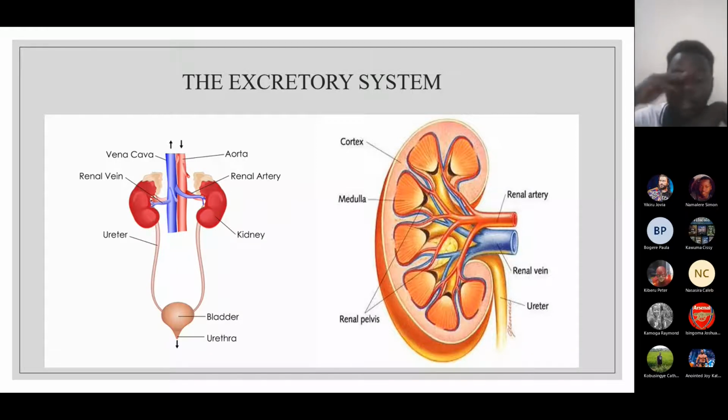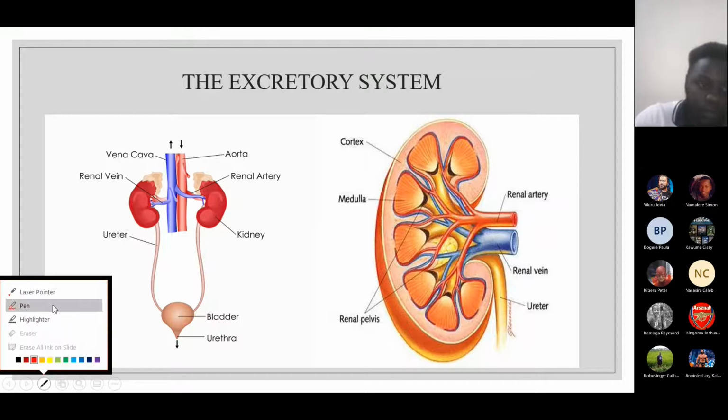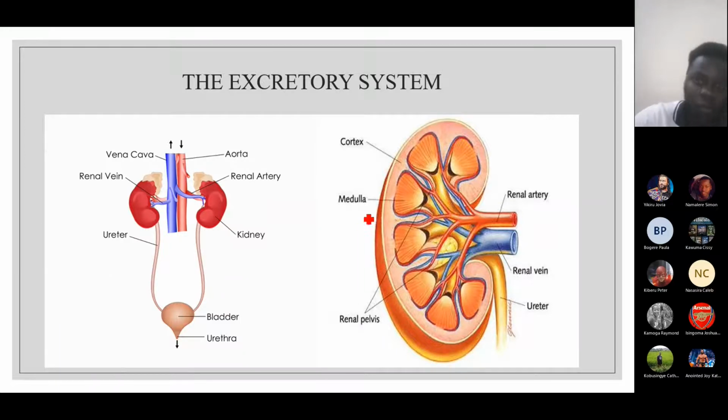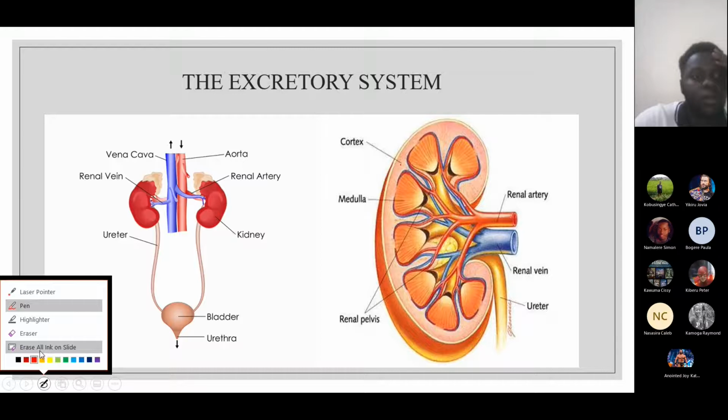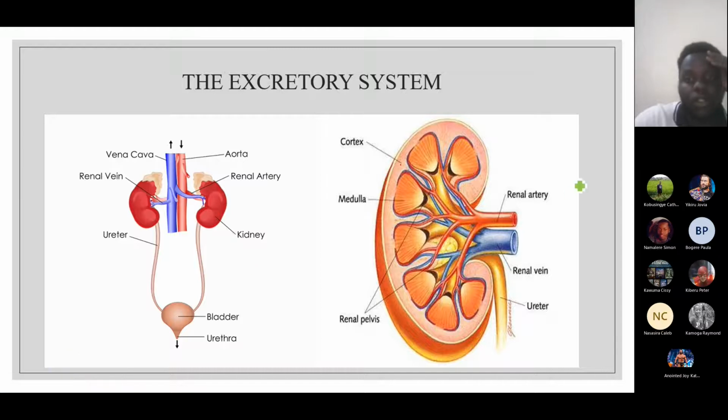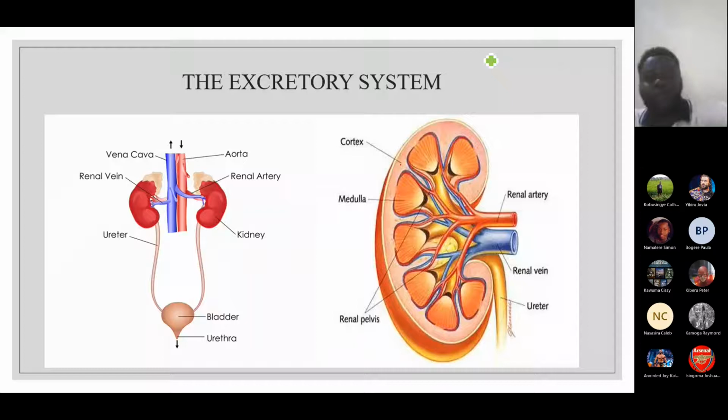That is the structure of the kidney. We have there the cortex. This is the cortex. The cortex is this one here. We have the cortex, the medulla. The medulla, those pyramid-shaped parts. These are what we call the medulla.